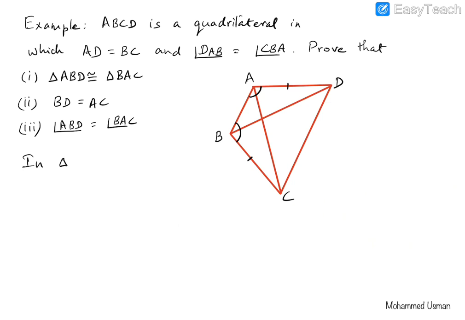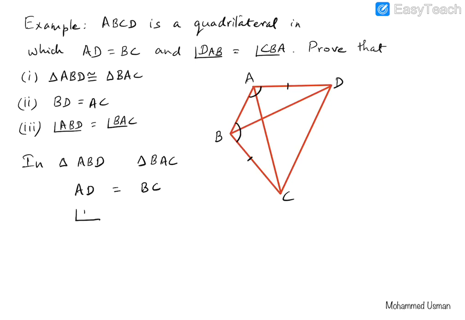So let's write the two triangles. In triangle ABD and triangle BAC, let's start writing the parts that are equal by the information that we have. The first information is that we have AD is equal to BC, that is given to us. So AD equals BC. Then we have the fact that this angle DAB is equal to angle CBA. So that angle and that angle are equal in both the triangles.